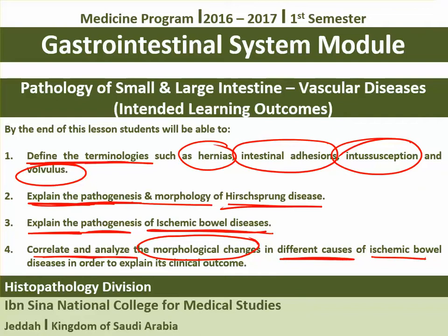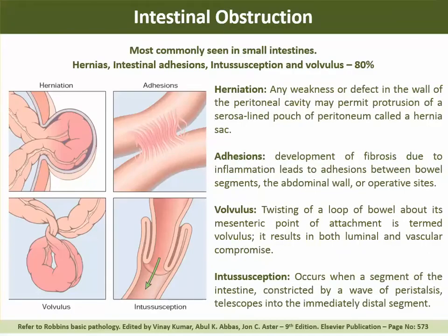There are different causes of ischemic bowel disease, and it is very important to identify them so that you can prevent them from happening again. So let us go into the terminologies first. Intestinal obstruction is most commonly seen in the small intestine, that is, the jejunum and ileum are most commonly involved. There are four terminologies I'm going to explain which can produce intestinal obstruction. These are the major causes of intestinal obstruction: hernias, intestinal adhesions, intussusception, and volvulus.